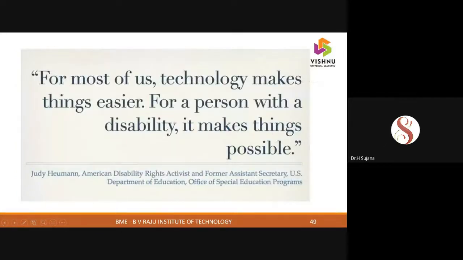Okay, so this is about my lab, and I just want to leave you with a quotation which says, for most of us, technology makes things easier, but for people with a disability, it makes things possible. So I hope after this presentation, people will think of working in the field of assistive technology.